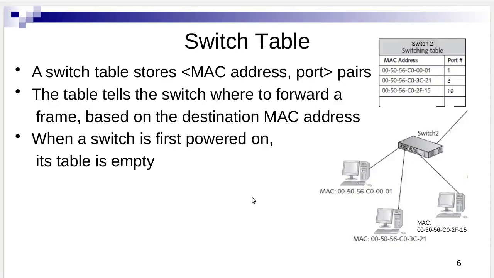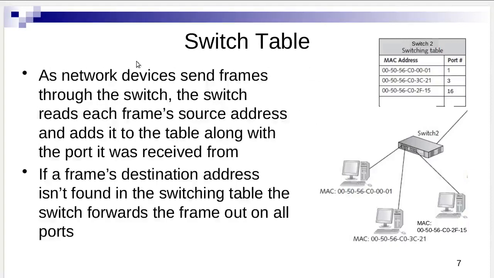It's called learning, but all it's really doing is observing frames coming in on each port. It knows what port each frame is coming in on, and it just reads the source MAC address to figure out what should go into the switching table. So once again, as network devices send frames, the switch will read the frame's source MAC address, and if it's not in the switching table yet, it will add an entry saying, okay, I got a message from 21 on port 3. I'm going to put this in this table.